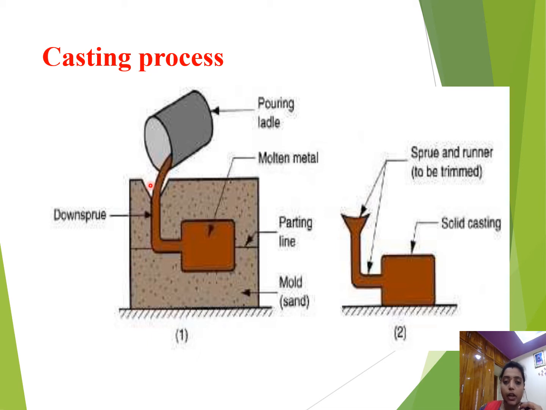After solidification, what we get up to here is the filled molten metal. That is why the object will be removed from here to here. That is this shape only. Here what we have are the sprue and runner, and this one is the casting. What we want, the required object, is that one only.